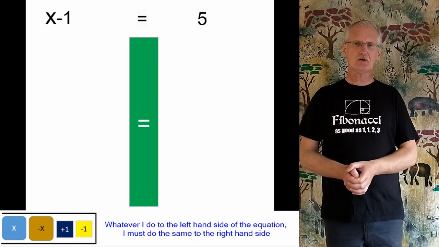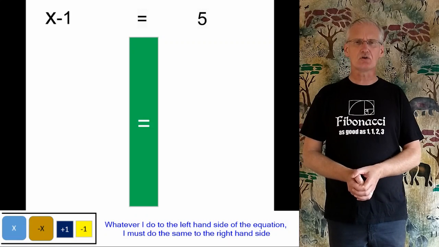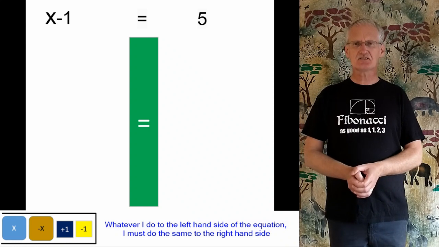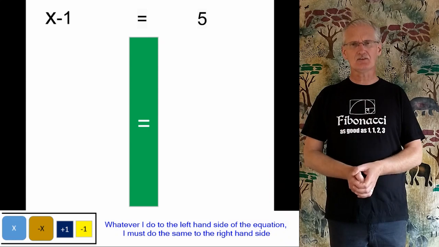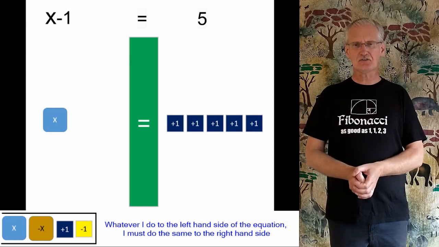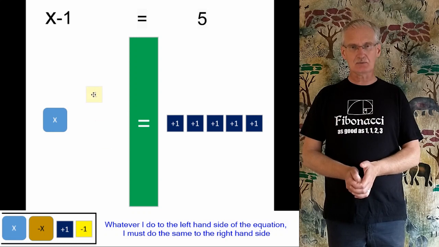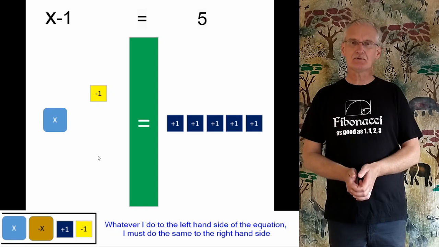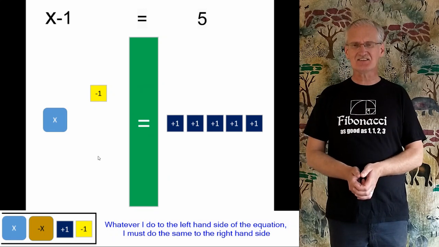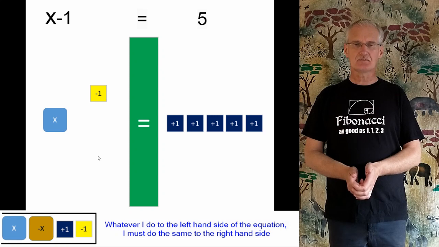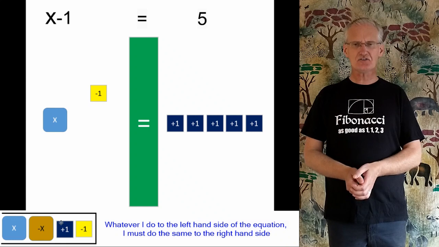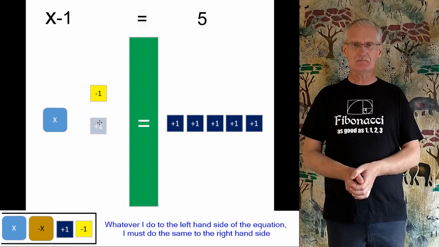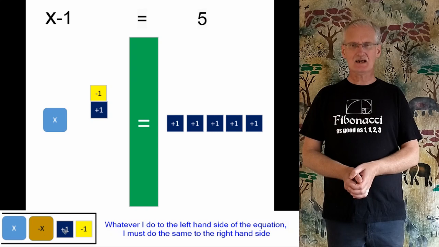So, talking about negatives, what are we going to do with this one? X minus 1 is 5. We haven't had negatives before, so let's have a look at that. There's our x, there's our positive 5. I'm going to use my other counter, my other tile, -1. Now here, I would love to be able to take away -1 from both sides, but actually I can't do that. So instead, I'm going to do something new. I'm going to add +1 to the left-hand side and +1 to the right-hand side.